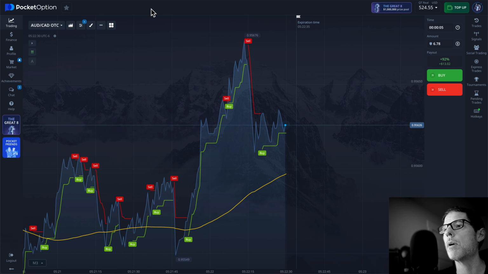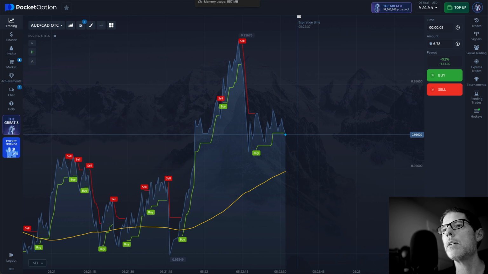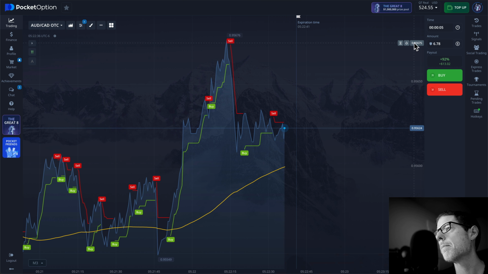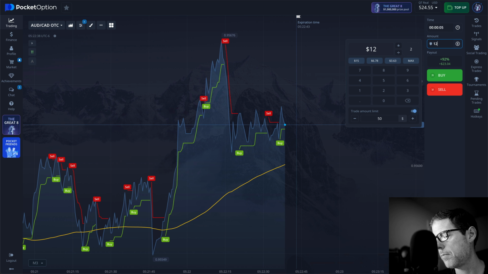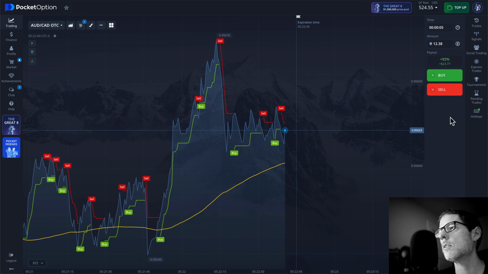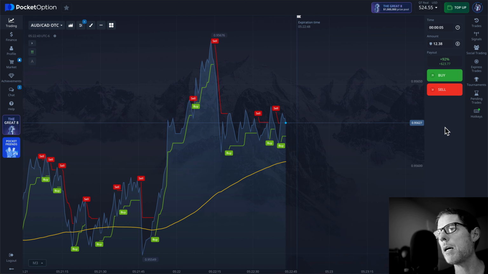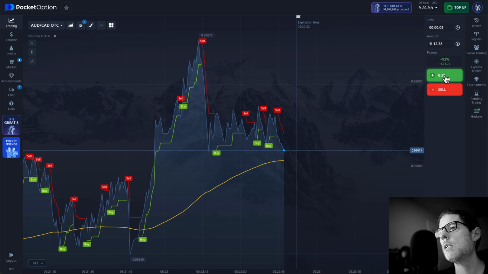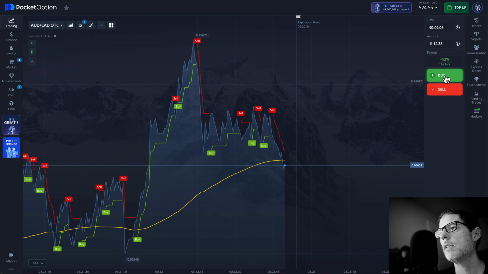That almost was a profit. Very, very close, guys. Let's mark this with an L, 1238. That's all you guys got to do. Just enter the amounts that the Trade Manager gives you for each and every trade. It really just takes out the guesswork.